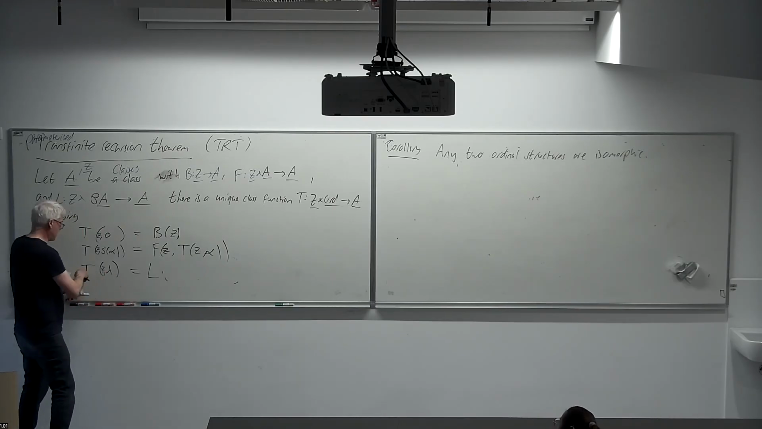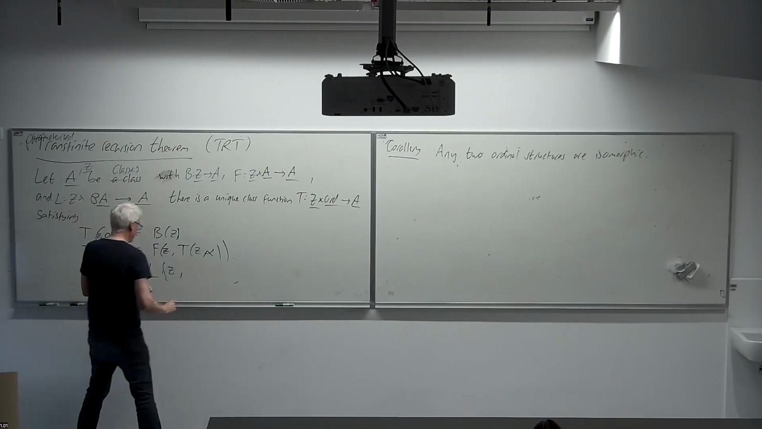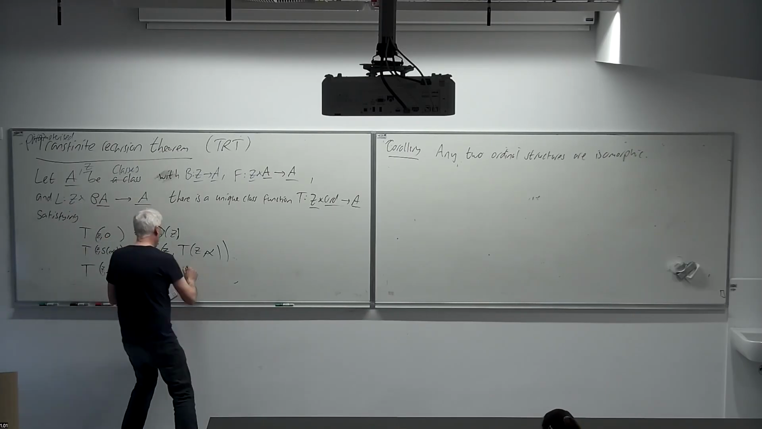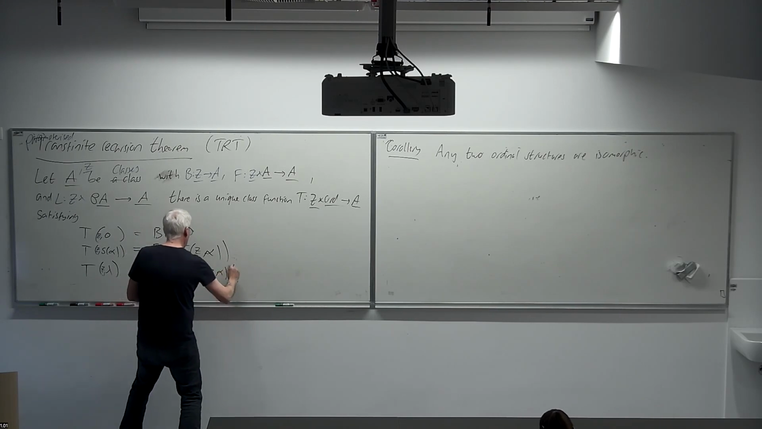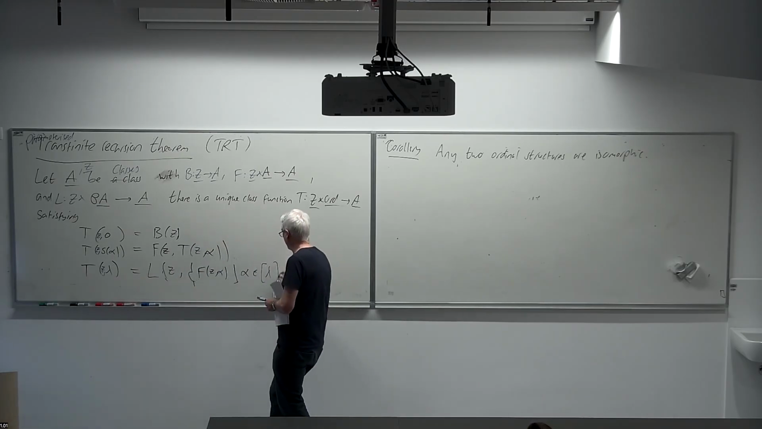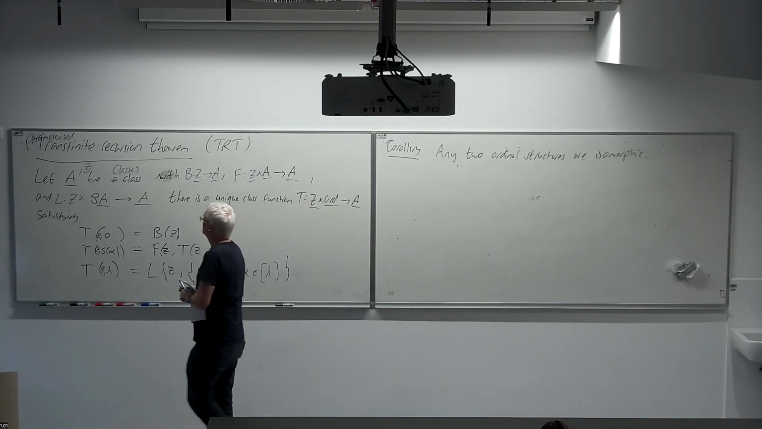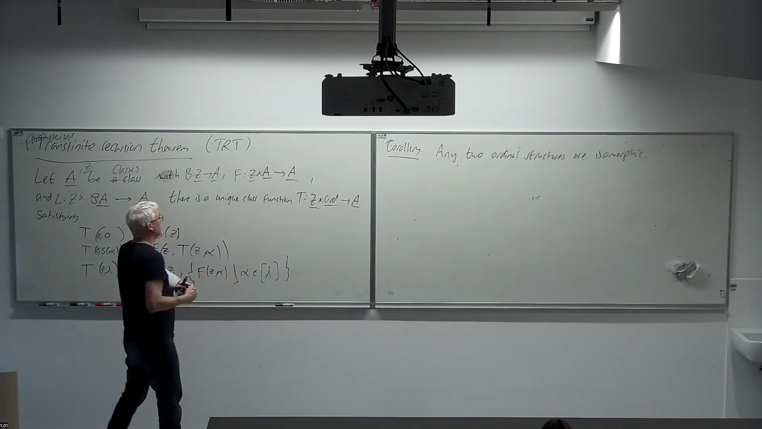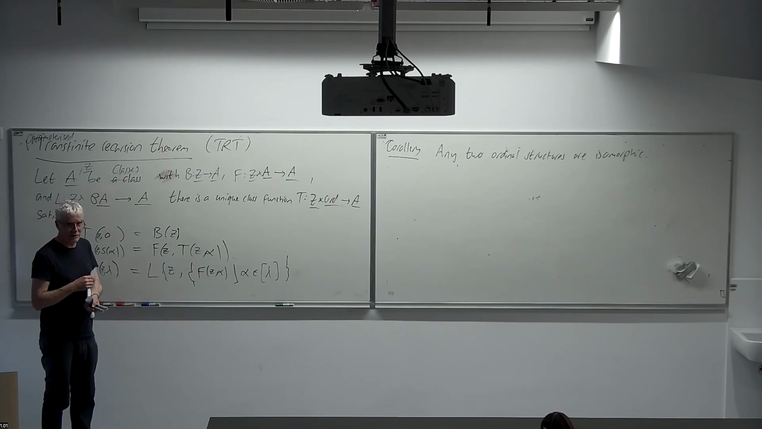And again, T of Z lambda is now L, again using parameter Z, of the set of all F of Z alpha for all alpha in the set of ordinals strictly below lambda. And that is the parameterized transfinite recursion theorem.